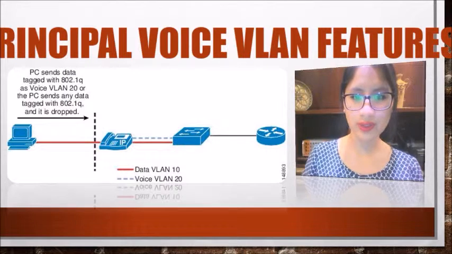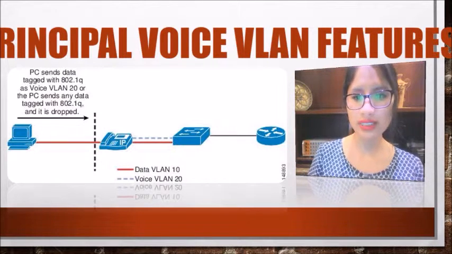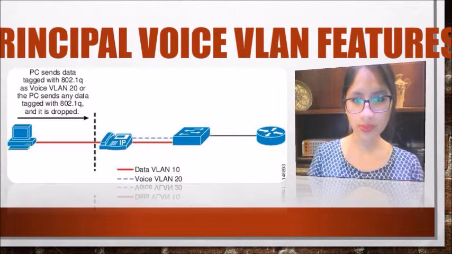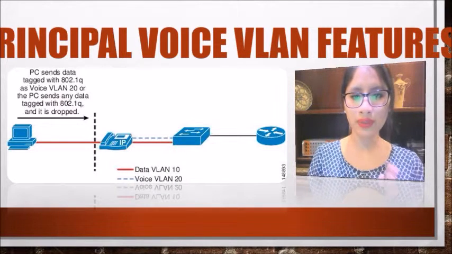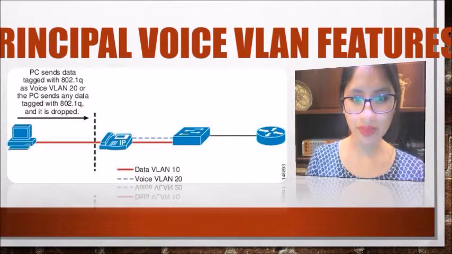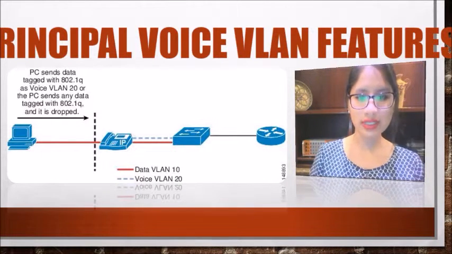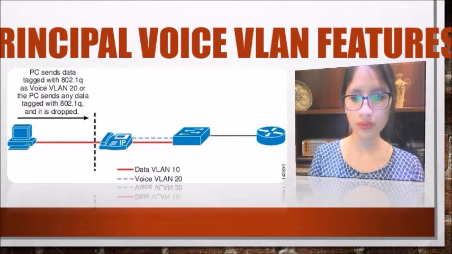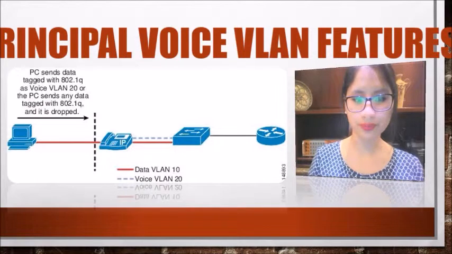Principal voice VLAN features. The voice VLAN feature enables access ports to carry IP voice traffic from an IP phone. It is a common and recommended practice to separate voice and data traffic by using VLANs. Another feature is that it provides a solid security boundary, preventing the data application from reaching the voice traffic.